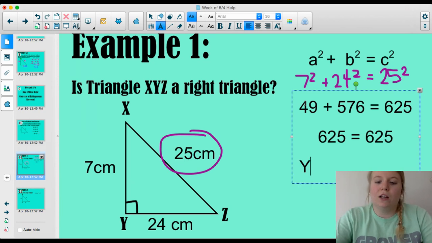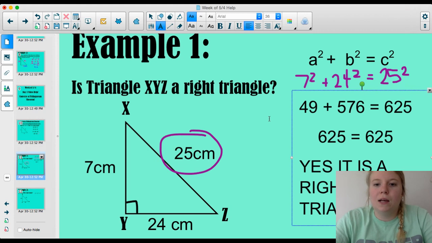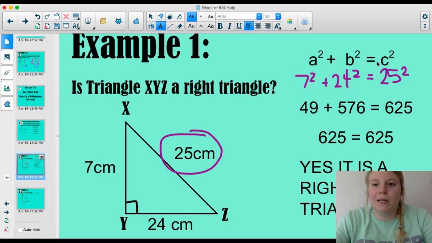Is it a right triangle? Yes, it is a right triangle. Why? Because it's true. a squared plus b squared equals c squared. 7 squared plus 24 squared equals 25 squared. So yes, it is a right triangle.